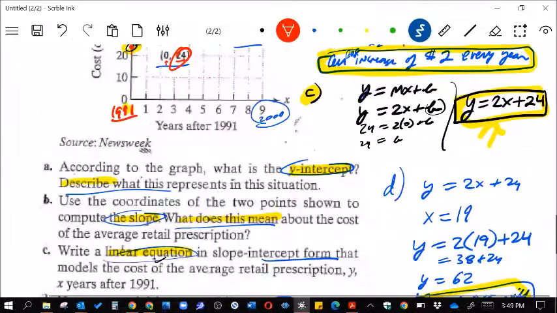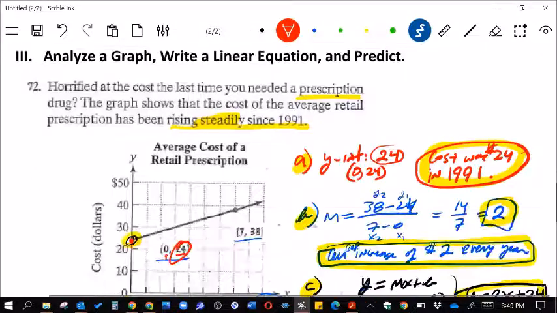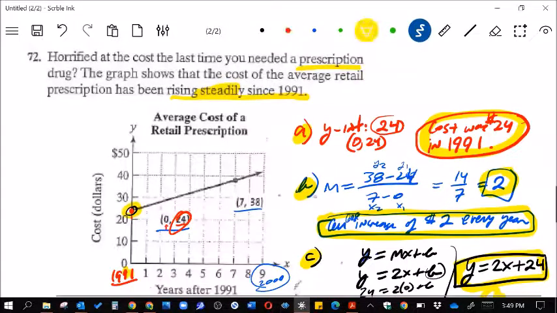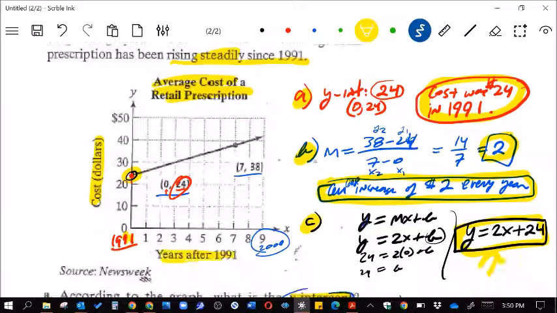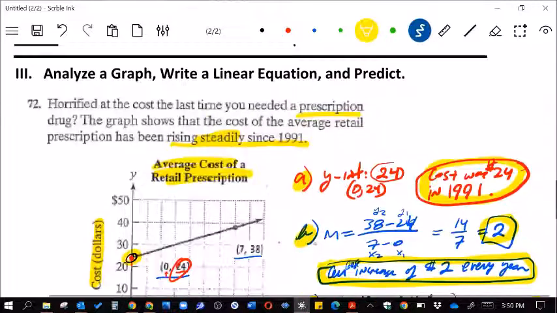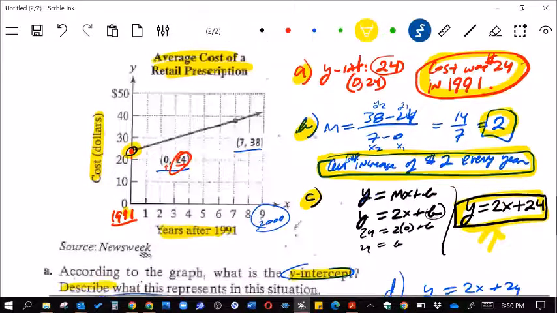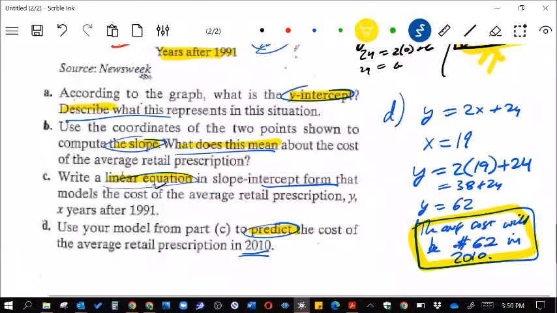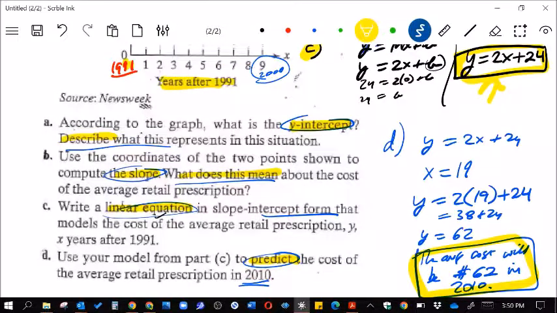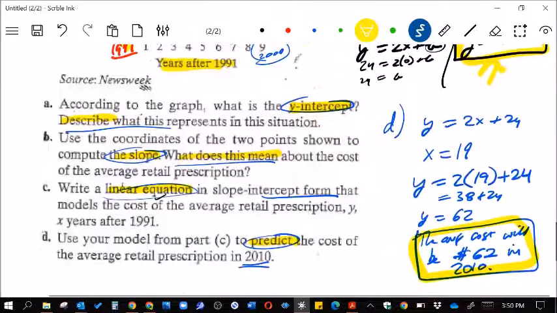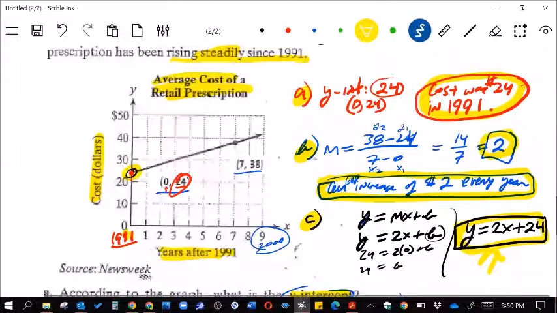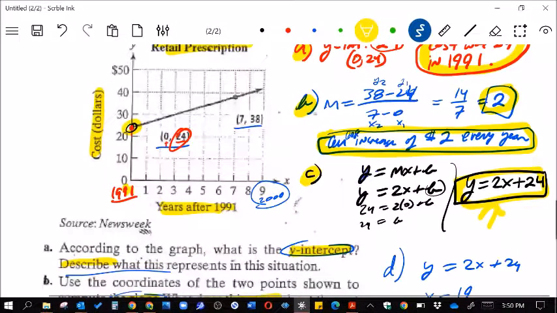Very expensive. All right, so here, from using a graph and recognizing what the title and the side explanations tell us, we're able to answer various questions. In this case, what the y-intercept means, how to get the slope and what it means, writing an equation and then predicting something for the future based on the equation, so that it continues out from this point here.